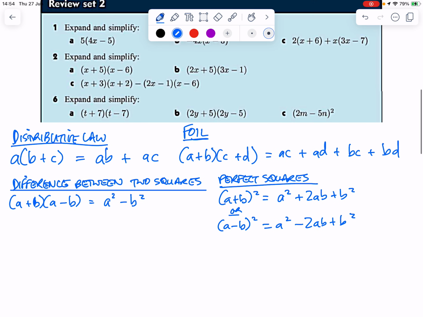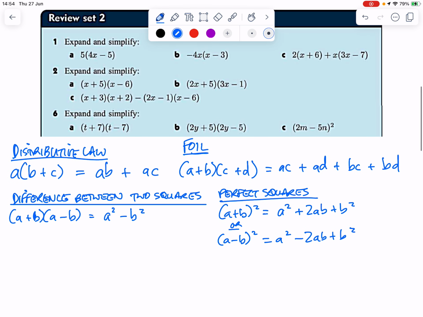So let's practice that with these questions. 1A was expand and simplify 5(4x take 5). So that is distributive law. That's A, that's B, that's C. So your working out should be A times B, 5 times 4x, plus A times C, 5 times negative 5. What does that equal?